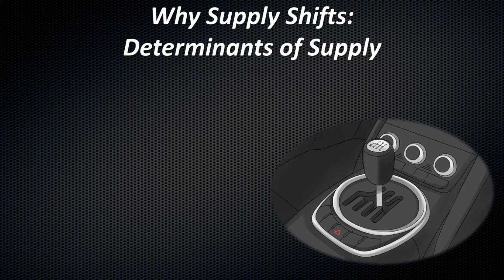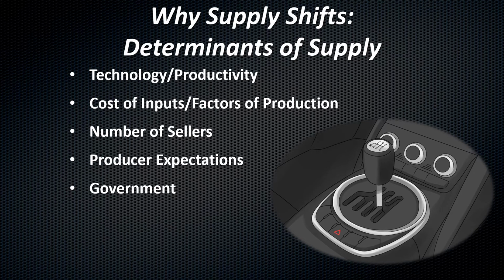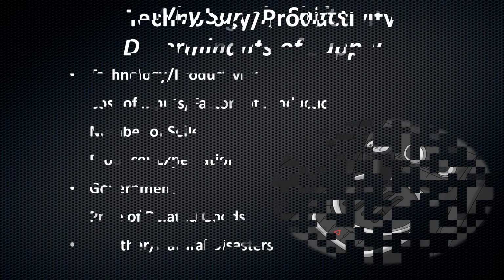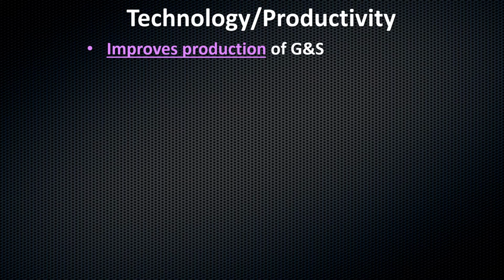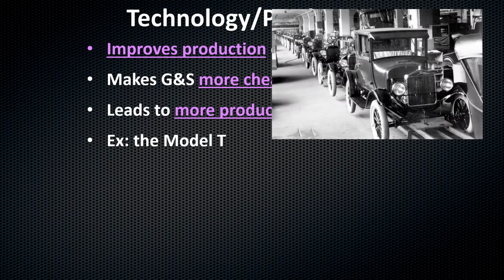Why does supply shift? The determinants of supply: technology and productivity, costs of inputs or factors of production, number of sellers, producer expectations, government, price of related goods, weather and natural disasters. So let's look at technology and productivity. If you have an improvement in the production of goods and services, if you can make goods and services more cheaply, this leads to more productivity and efficiency, like the Model T.